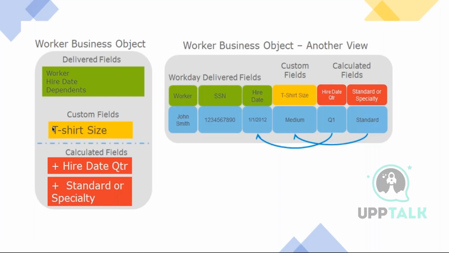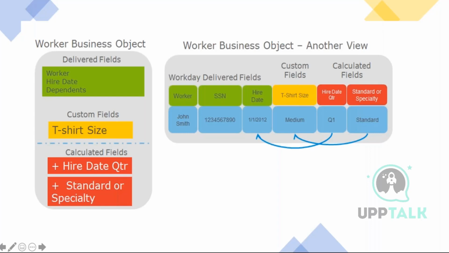Okay. Then comes calculated fields. Calculated fields are those fields which were not delivered by Workday, but using the delivered field, you had to extract some more calculated information. So like from the hire date, you wanted to extract the quarter of that hire date. From dependents, maybe you wanted to extract only a particular kind of dependent. Maybe you wanted to only see dependents which are of type child, which fall in the category of children.